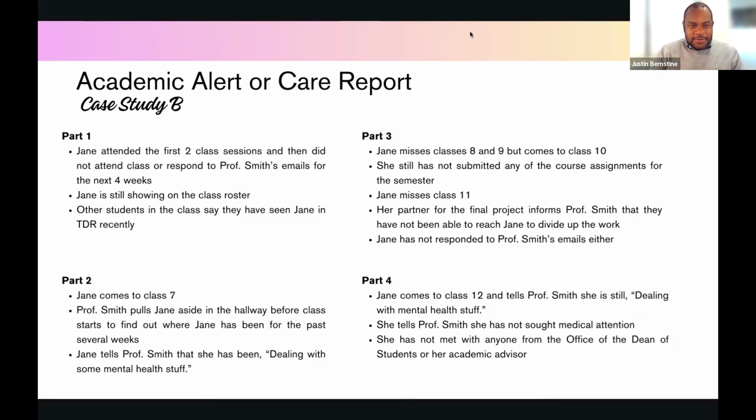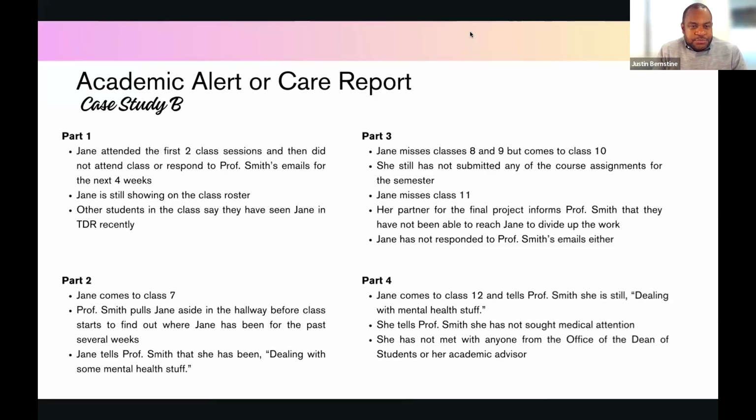Part 1. Jane attended the first 2 class sessions and then did not attend class or respond to Professor Smith's emails for the next 4 weeks. Jane is still showing up on the class roster, and other students in the class have told Professor Smith that they've seen Jane in TDR recently.